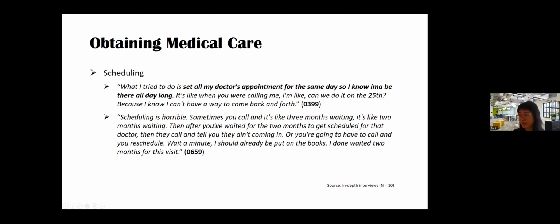It used to be easier to make an appointment, but now you have to call in. It's like a month's wait. And here, this is a coping strategy, a response to the difficulty of transportation: trying to clump all the appointments she has to make into one day. But of course, that's sometimes not possible because of the availability of doctors.